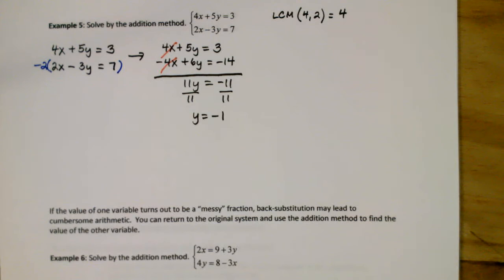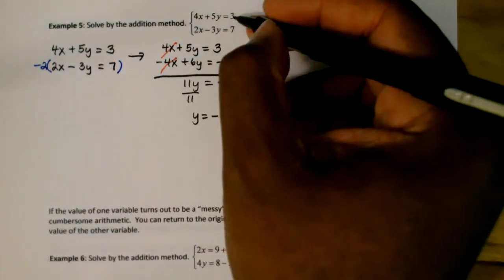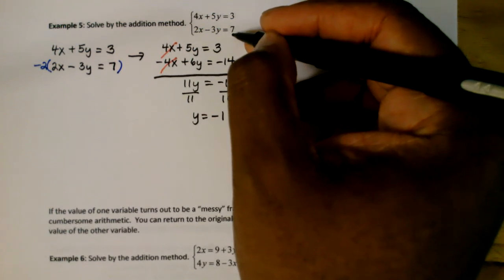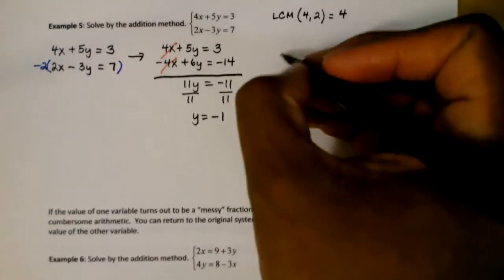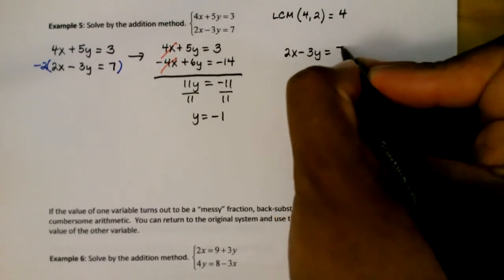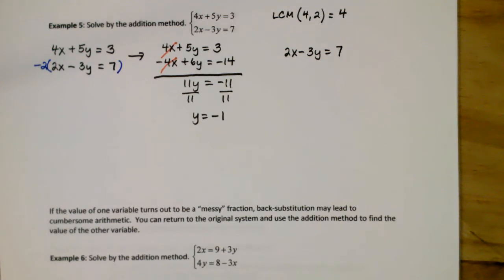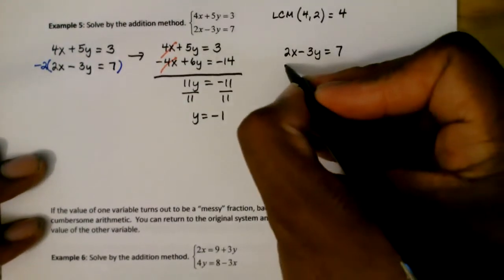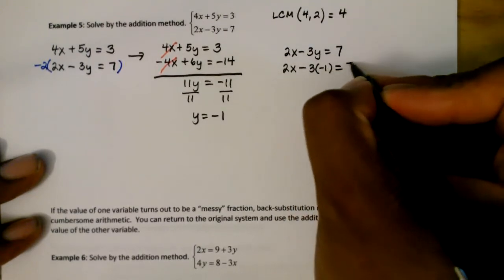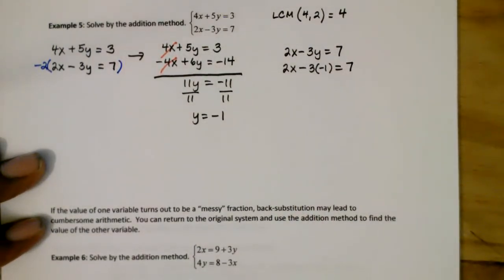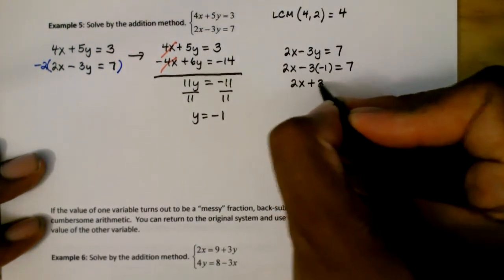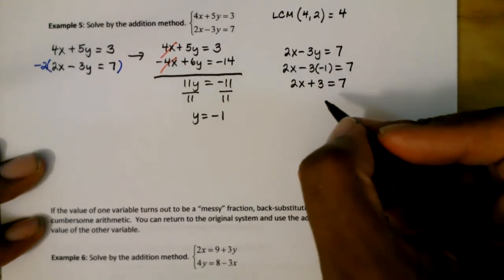Now I need to find out what x is. In this case, I can take either the first equation or the second equation and replace the y with -1. I'm going to use the second equation, which is 2x minus 3y equals 7. And then substitute the y with -1. So this will be 2x minus 3 times y, which is -1, equals 7. So now minus 3 times a -1 will be a plus 3. So it'll be 2x plus 3 is equal to 7.